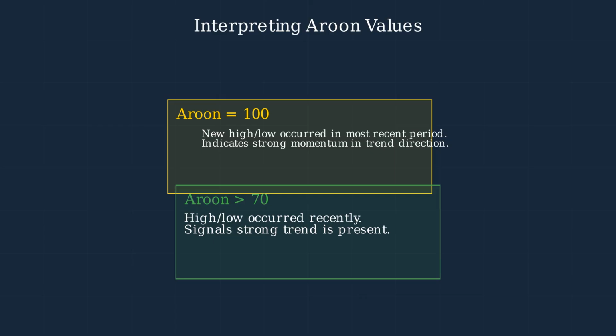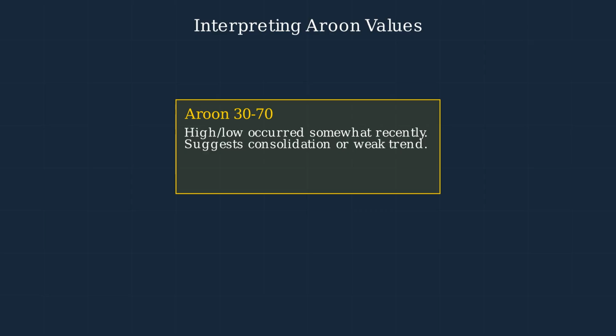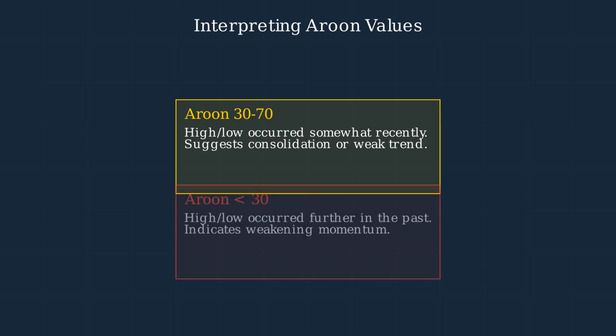Values above 70 generally indicate a strong trend is present, as the high or low occurred relatively recently. Values between 30 and 70 suggest consolidation or weak trends, as the high or low occurred somewhat recently. Values below 30 indicate that the high or low occurred a while ago, suggesting weakening momentum in that direction.